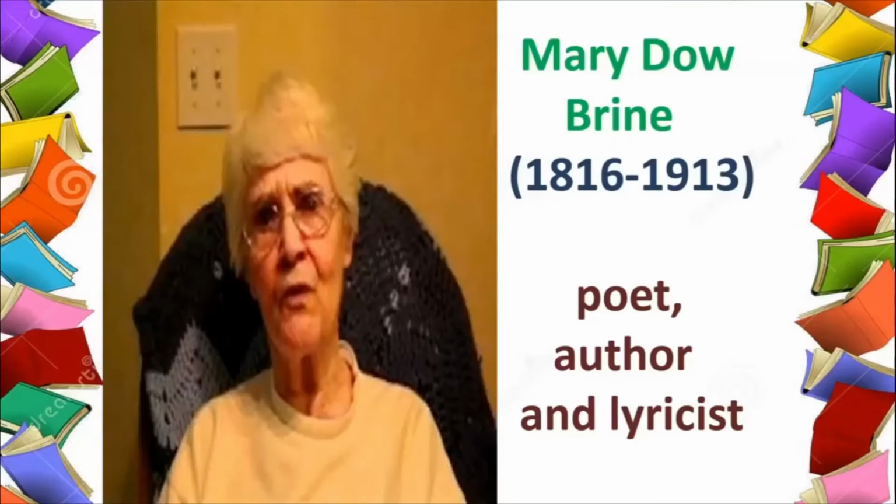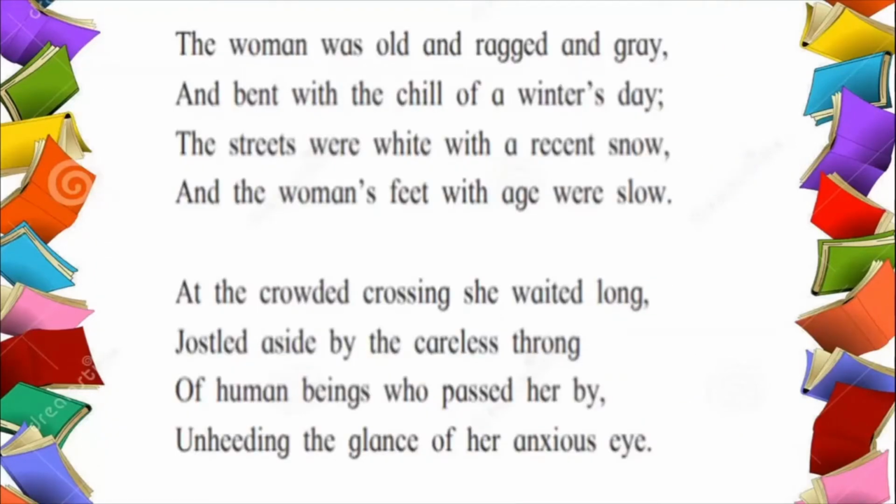Now let's go into the lesson and let's try to read the poem, the stanzas individually, and try to understand the meaning of not only the poem but also the difficult words there. So, the woman was old and ragged and grey and bent with the chill of a winter's day. Now this is about somebody's mother. So we are talking about an old lady. We're not talking about a young mother like I showed you the picture in the beginning of the lesson. So this somebody's mother is not a very young person. She's quite old. And see, what is her condition? Her condition is also not very good, as you can read from the poem.